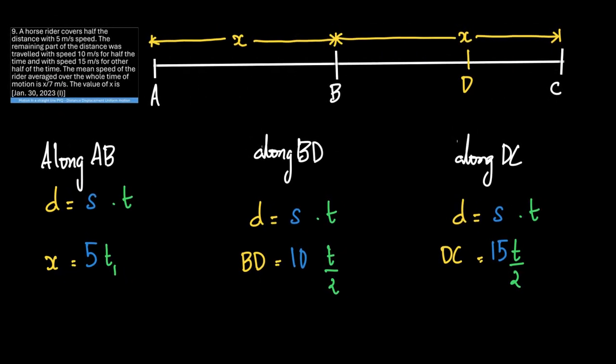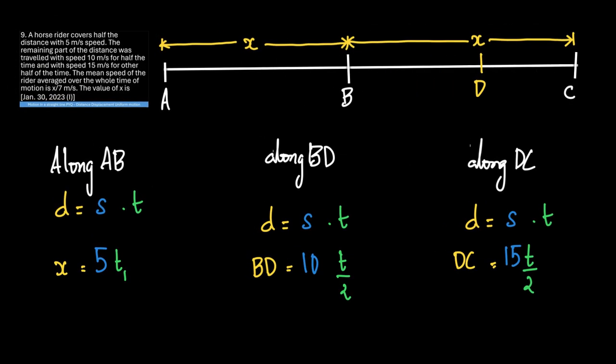So AB is equal to BC, which is equal to x. The first two halves that we're talking about, right? So along AB, distance is equal to speed into time. Distance is x, speed is 5, and time is t1, so x is equal to 5t1. Along BD, distance is equal to speed into time, which gives us BD is equal to 10 into t by 2. Maybe let's take this as t prime.